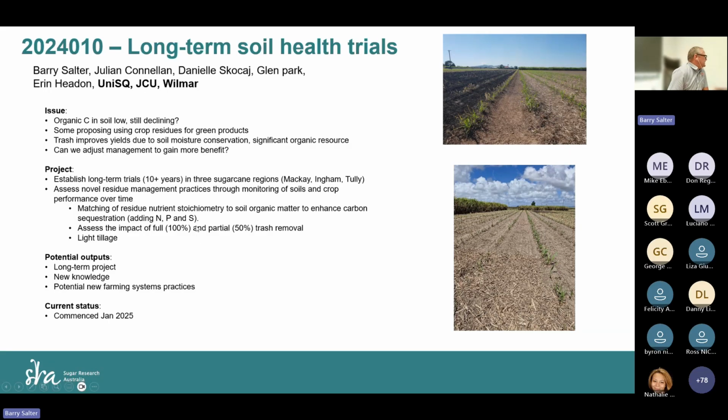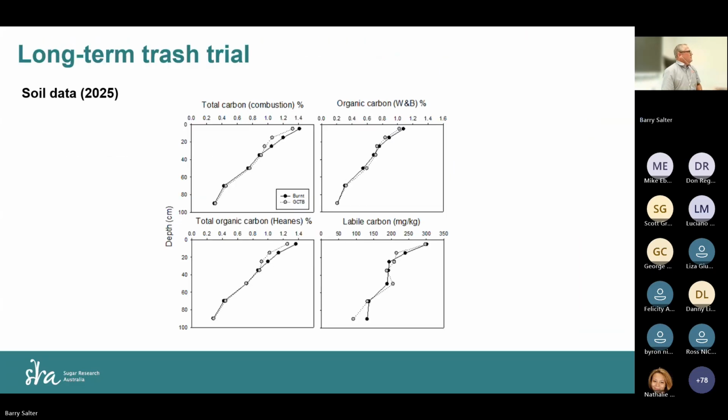We'll also be looking at removing trash. So, you know, we hear of products being made from biomass, and certainly trash gets mentioned in terms of people harvesting biomass. So we'll have some treatments where we will remove trash, and we're also going to have some light tillage treatments as well. So those trials are pretty new. They started off, we planted a couple of them last year, and we'll obviously monitor those through the life of the project. And just quickly, some new data from that trial.